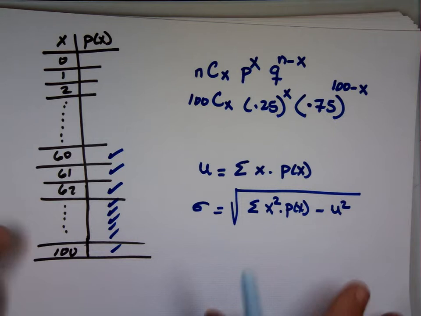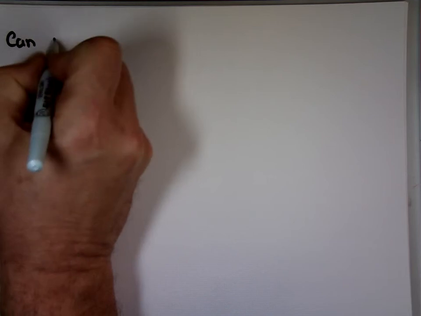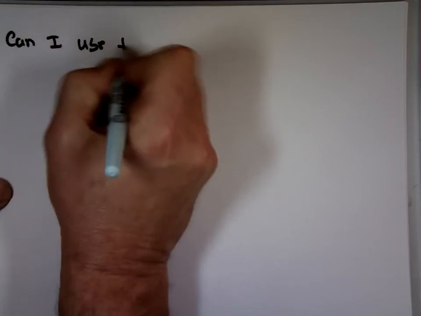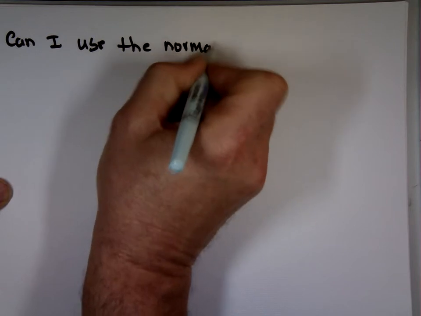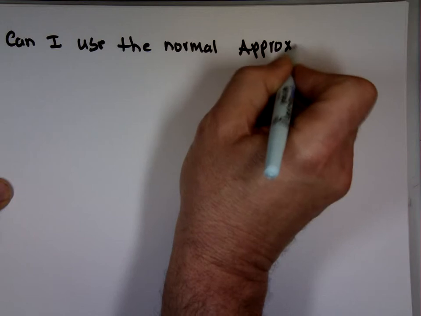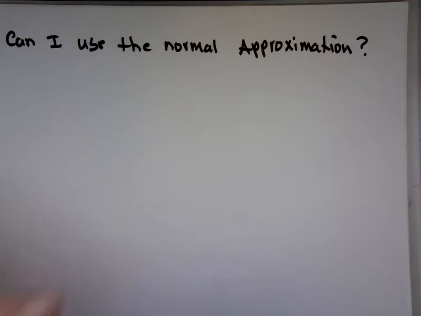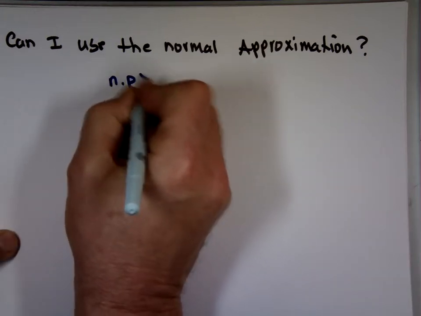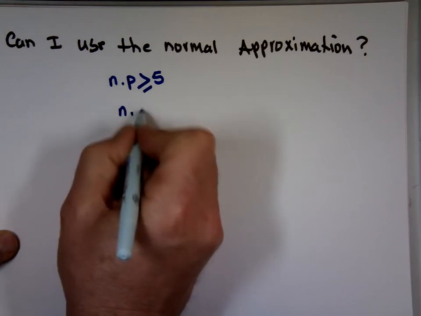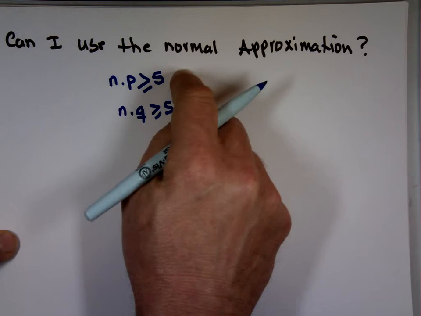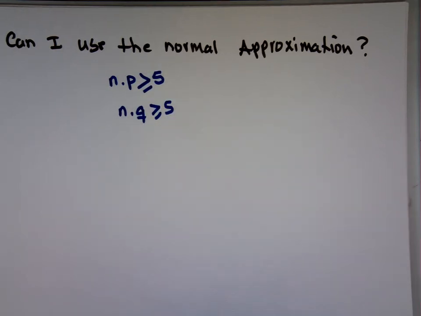But before you can say yes, we can do it, there's a criteria you have to meet. Here's the question: can I use the normal approximation here? The answer is yes if you meet these conditions. What are the two conditions? If n times p is greater than or equal to 5, and n times q is greater than or equal to 5. If that's yes and this is yes, then you can use the approximation. And the bigger the number, the farther from 5 it is, the better the result, the closer the result is.